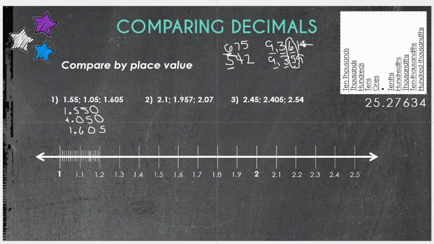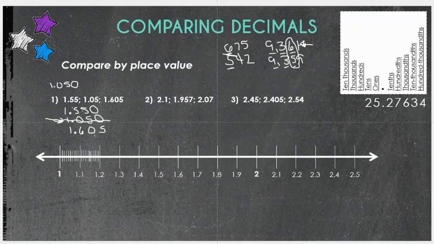Okay, so if we do that, and then we compare by place value, we can look at this and say, okay, the 1 is the same. Those are all the same. 506. Okay, 0 is smallest. So this is my smallest number. So 1.050 is smallest. Okay, and then we'll go to the next one. So that one's out. I'm just going to cross it out.